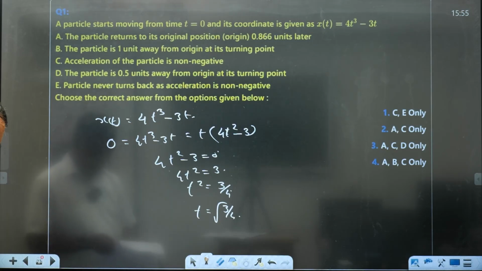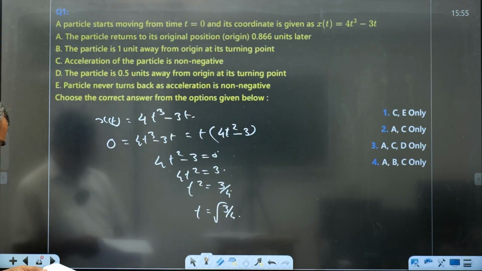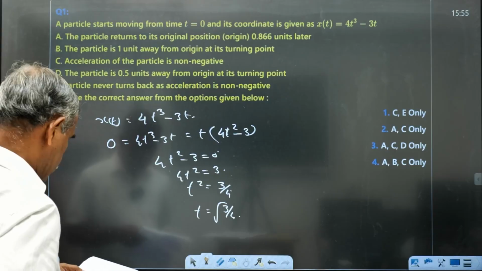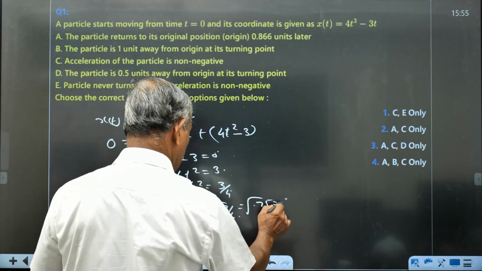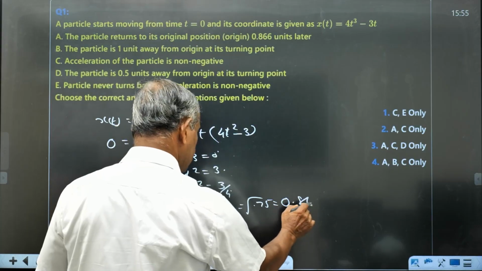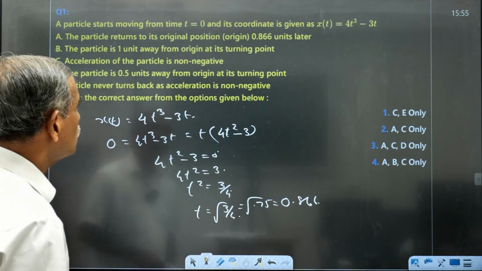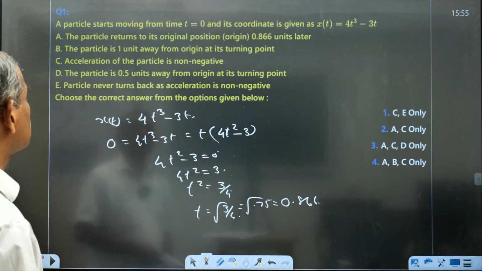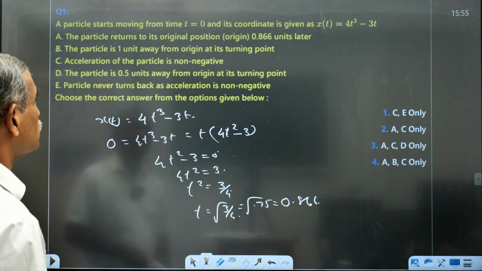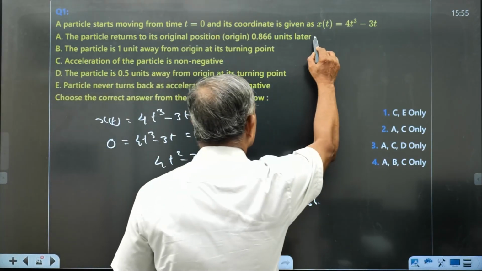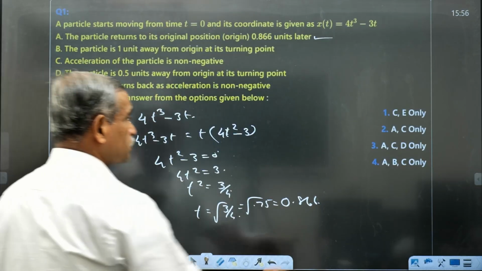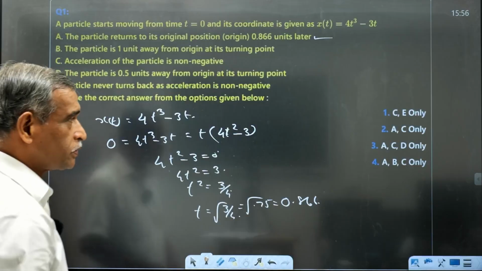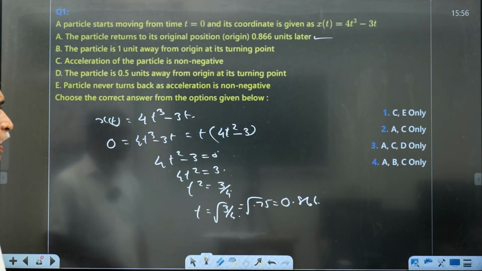And that value on calculation is roughly 0.86. 0.75, so root of 0.75 is equal to 0.866. And that is our first statement: the particle returned to original position after this time. So this one is correct. Now there are 3 other options. We have to verify the other ones also.